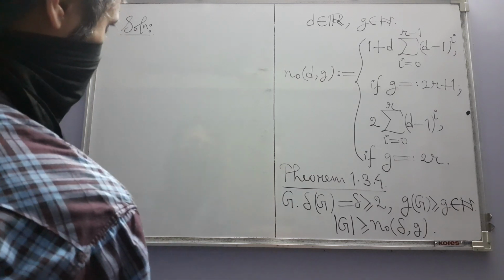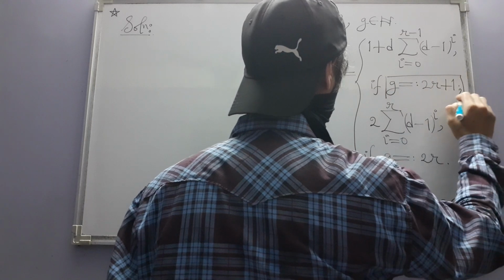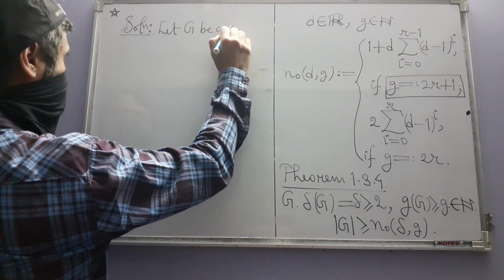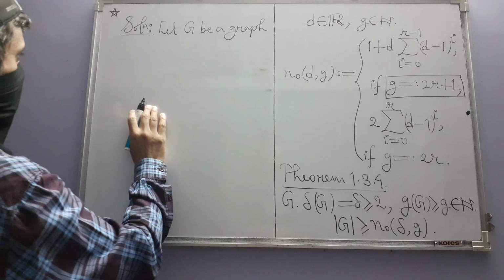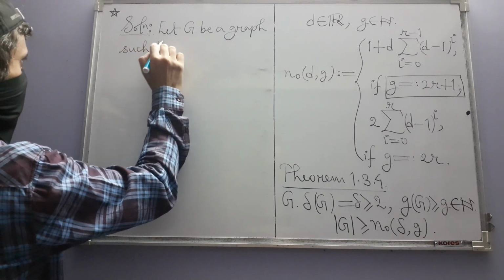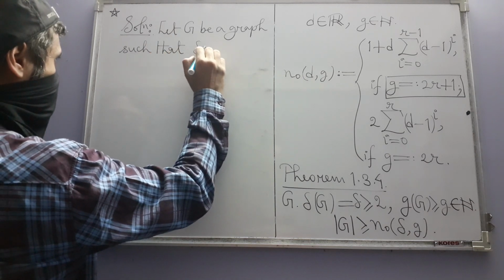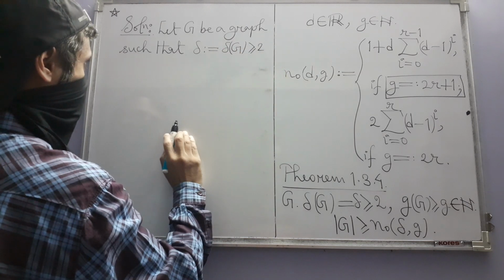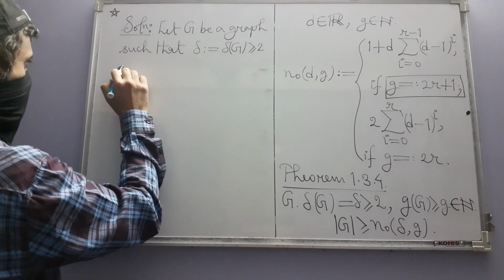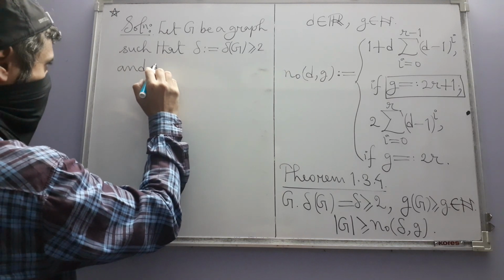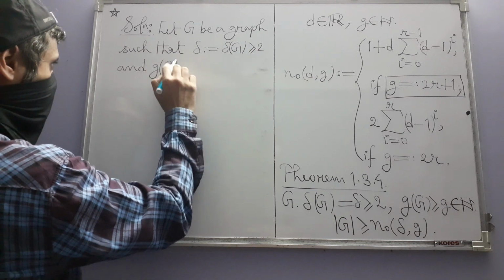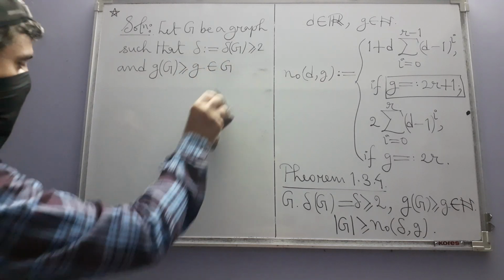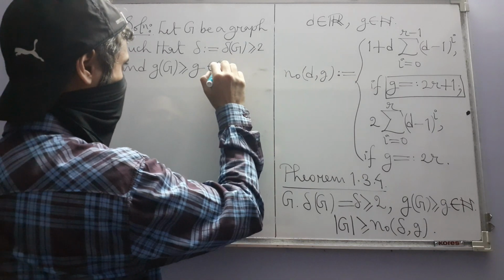Okay, so the solution of course starts with this. Let G be a graph such that the minimum degree is at least 2 and the girth is greater than or equal to g, and that is a natural number.